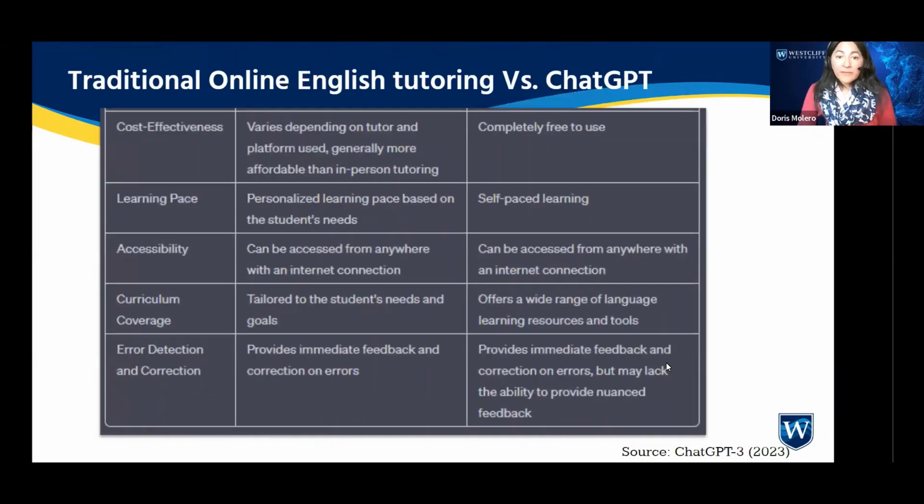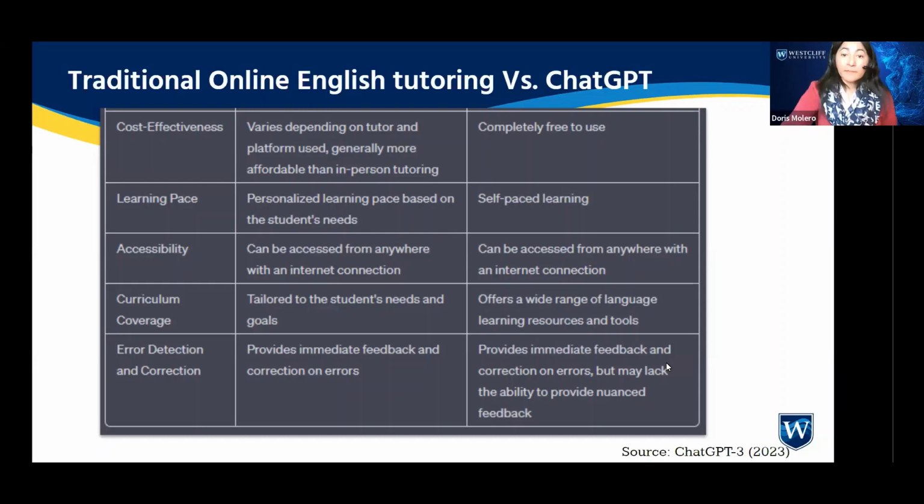In terms of cost effectiveness, ChatGPT is completely free to use at the moment, while traditional online tutoring can vary in cost depending on the tutor and platform used. The choice between the two will depend on individual learning needs and preferences, basically.